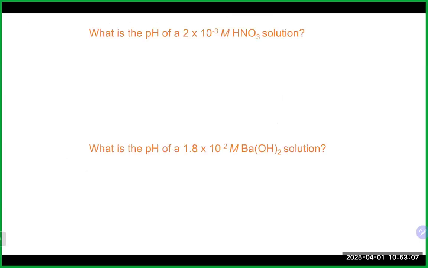All right, so why don't you try a couple here? What is the pH in each of these cases? Got nitric acid and barium hydroxide. Okay, let's take a look.